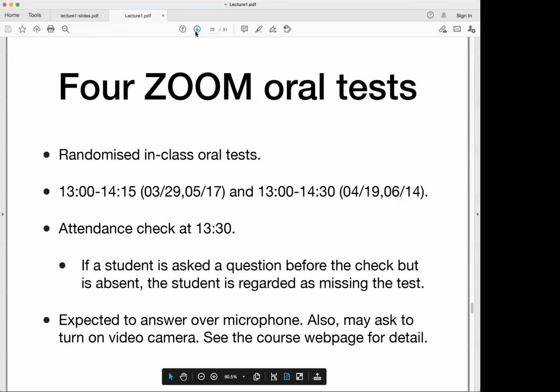attending these tests. And we are expecting you to answer questions over the microphone. So you don't have to prepare a microphone and camera for any of the other sessions. But for these 4 oral test sessions, be prepared. Make sure that you can access and use a microphone, and that your microphone works okay. Also make sure that you have a video camera. We may ask you to turn on your video camera, maybe during the attendance check, or when I ask you a question. And the course webpage has a bit more information.